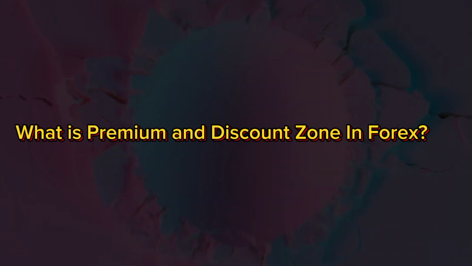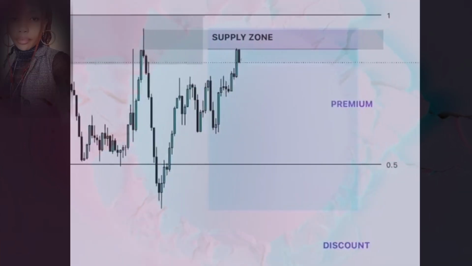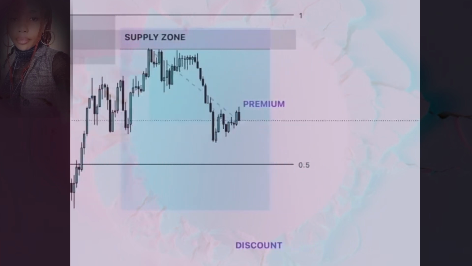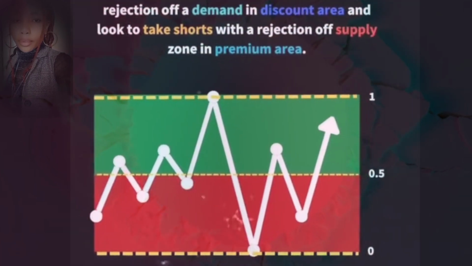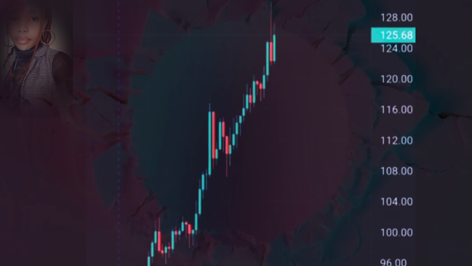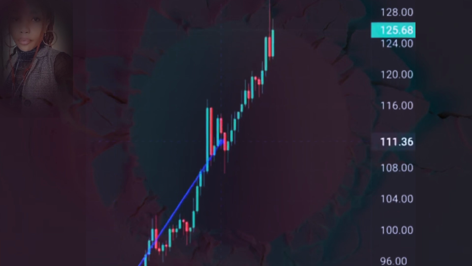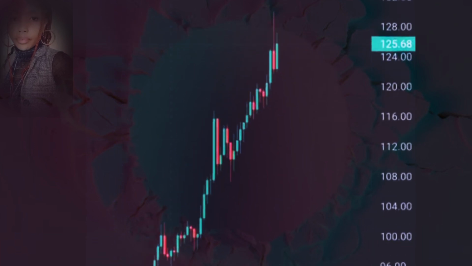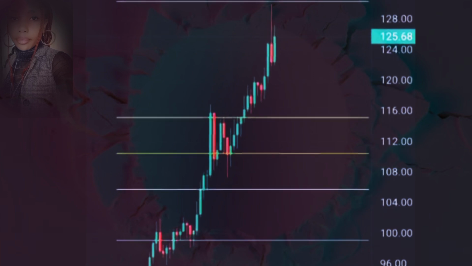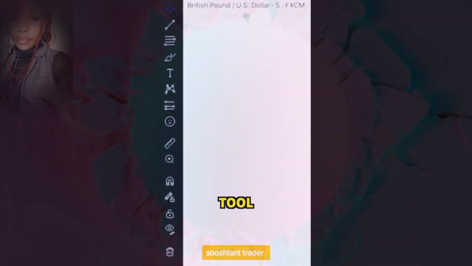So, what are premium and discount levels in Forex? Premium and discount zones in trading are broad price areas derived from the previous momentum using a modified Fibonacci retracement. These areas give us a guide. To determine the premium and discount market zones, you need to use the Fibonacci retracement tool.